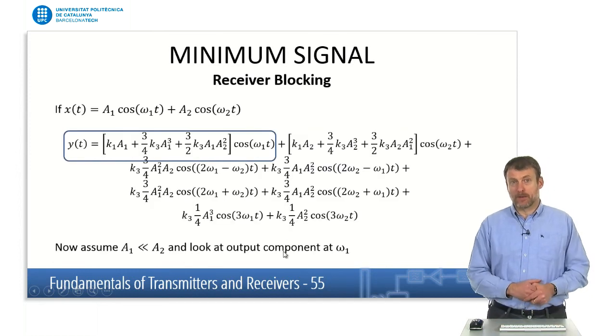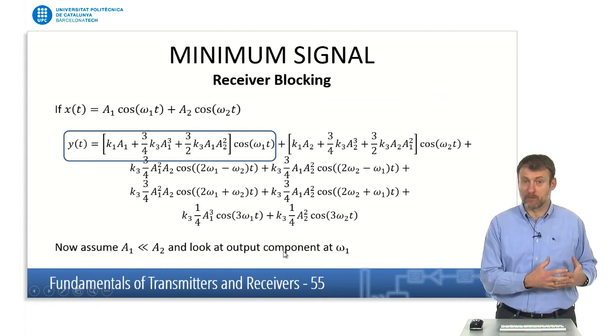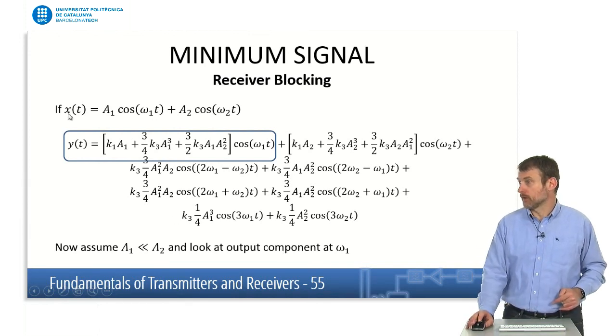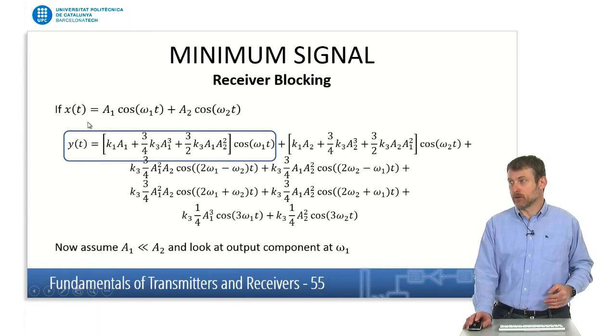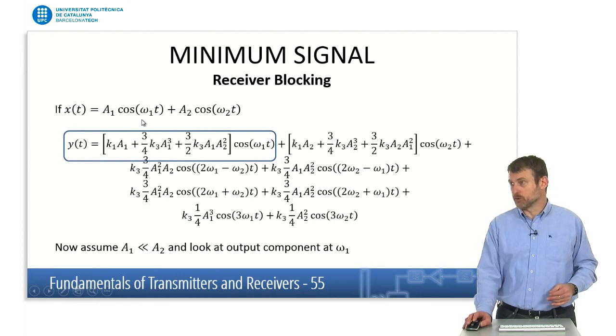Now, we have also already seen the case where the minimum signal is specified by the signal-to-noise ratio, and now let's examine the case for receiver blocking. And for this case, we will use this general equation that we used before to relate the output of a nonlinear system subject to an input where the input is composed of the sum of two tones at different frequencies.